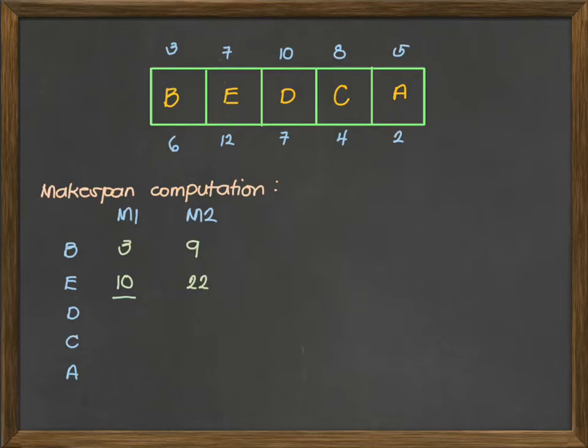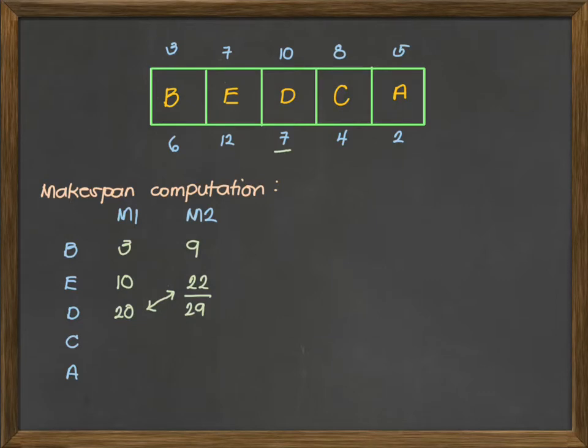Next, so we add 10 and 10 for job D, so it will take 20 hours to finish si job D. And again, we are to compare between 20 and 22. So, mas malaki si 22. So, si 22 yung gagamitin natin for our addition. So, 22 plus 7 for job D under machine 2. So, that will be 29.